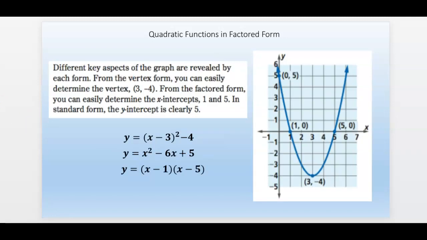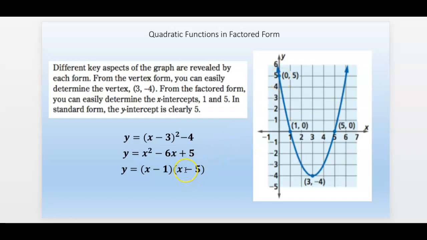Guys, again, different key aspects are revealed by each form. Obviously, from the vertex form, you can easily find the vertex. Because h, k, it's displayed easily, 3, negative 4, you can see it right here. Again, the opposite of what's inside, exactly what's outside. In standard form, it's easy to see the y-intercept, that plus 5. It's hanging on the end there. Plus 5, that's where it crosses the y-axis up here at 0, 5.